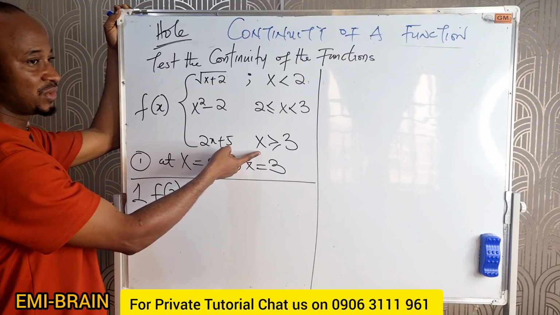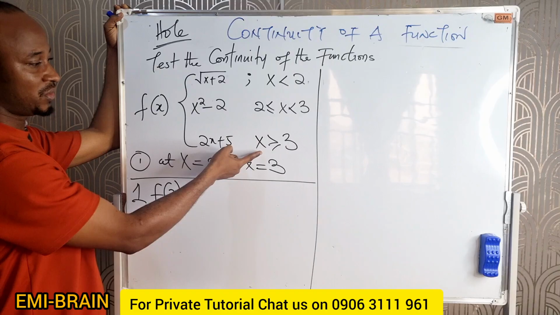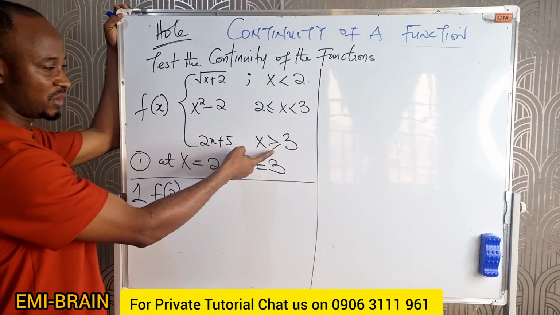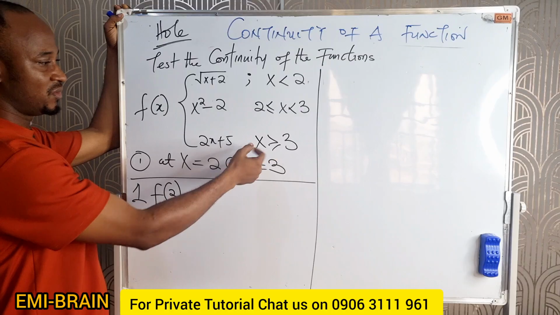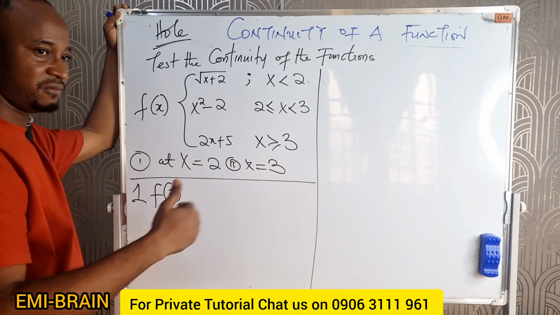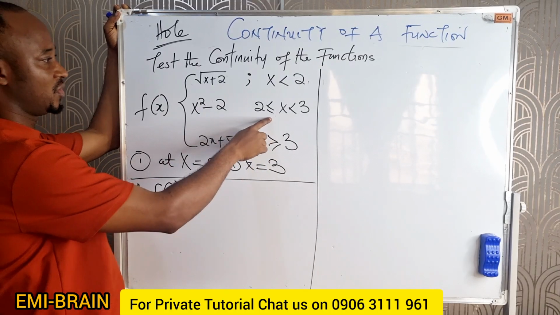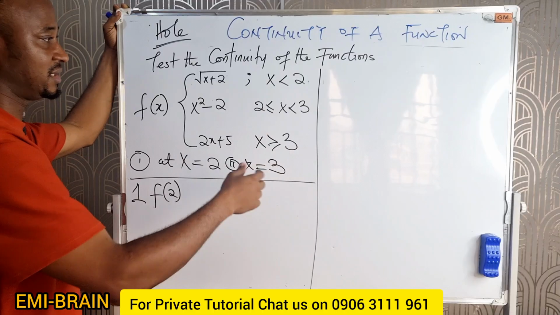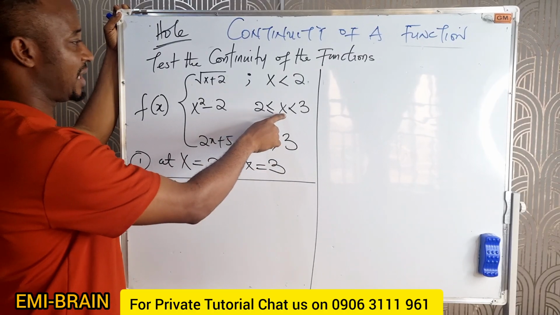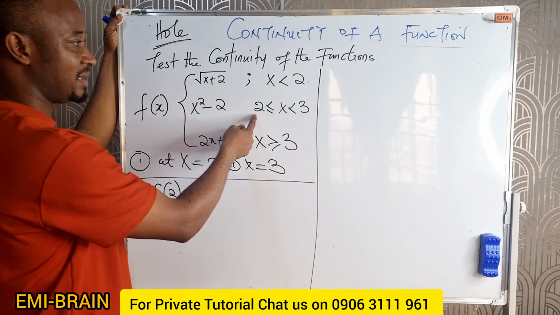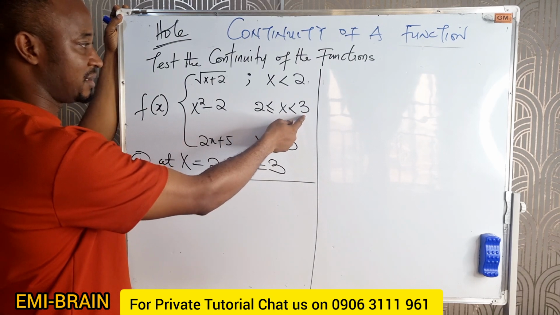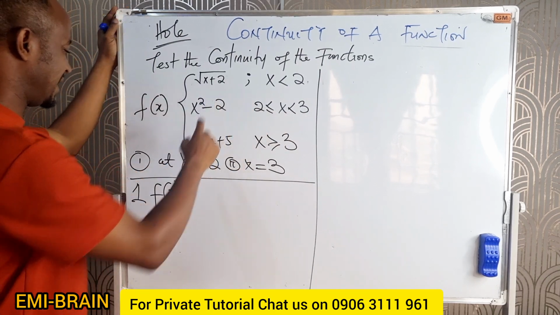This cannot be used to define f of 2 because we are told that x is greater than or equal to 3. All right? This value here simply means numbers from 3, 4, 5, 6. This simply means numbers from 2, 3, 4, 5, right? So from here we have x is greater than or equal to 2, and that same x is less than 3. So from here we can define f of 2.